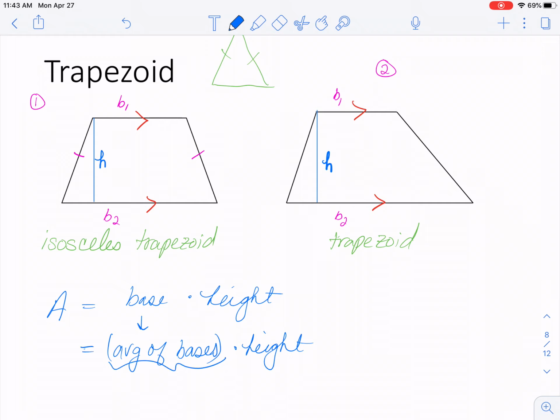Well, how do I find the average of the bases? Right, I'm going to take base 1 and base 2, and I'm going to divide that by 2, because that's how we do average. We add two things together and we divide by the number of things that we added together. So in this case, I added 2 things, so I divide by 2. If I added 3 things, I would divide by 3. That's why we talked about the mean in the last couple of units, and this is again this idea of average. Average is mean. So we're going to add base 1 and base 2, divide by 2, and then multiply that by the height to find the area of the trapezoid.